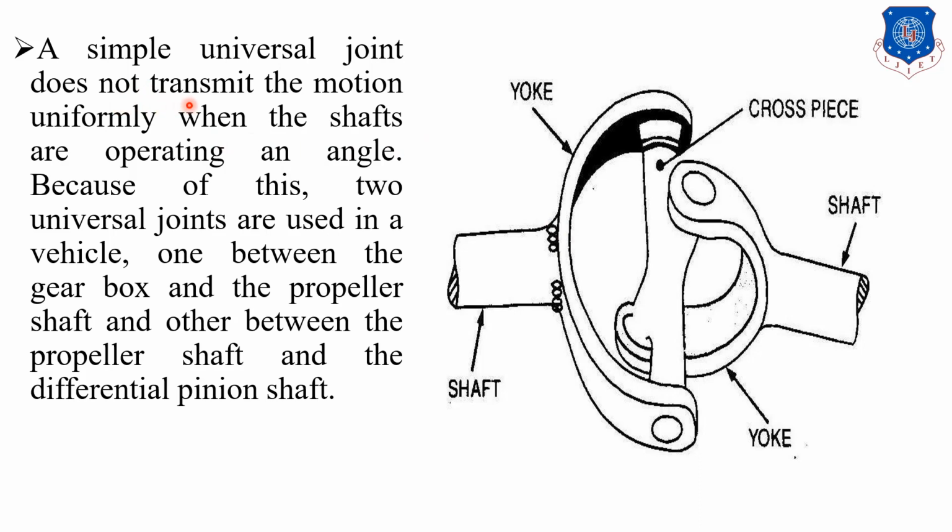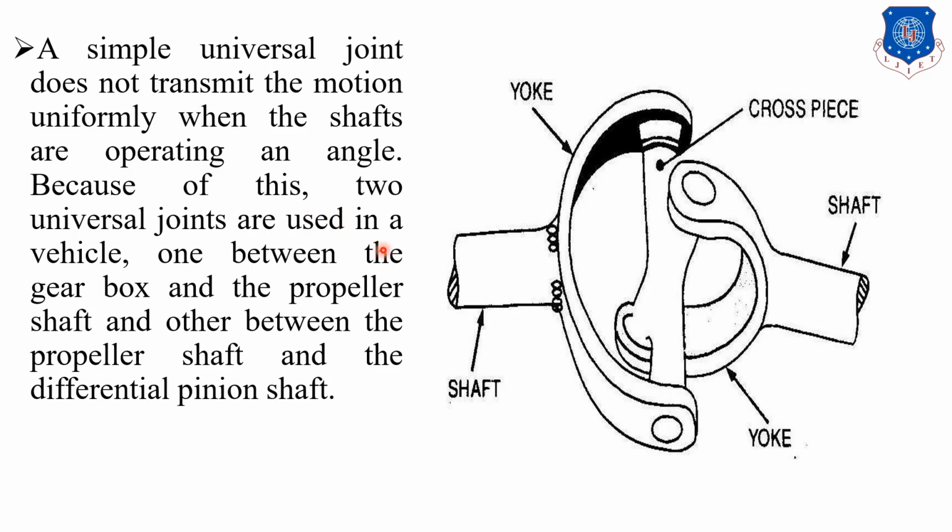It does not transmit the motion uniformly. That means at constant speed the motion cannot be transmitted. At some positions the speed, or we can say the angular speed, is more, and at some angles the angular speed is minimum. At four positions it will be maximum and minimum.